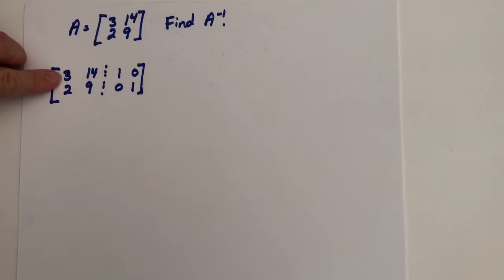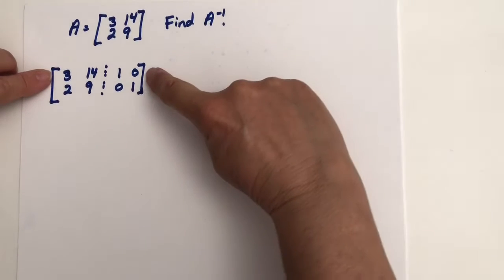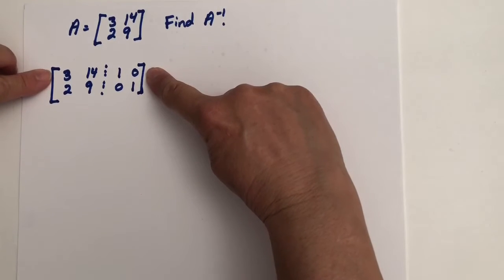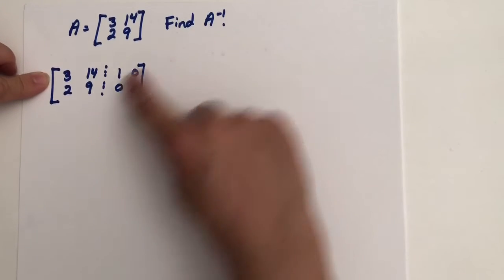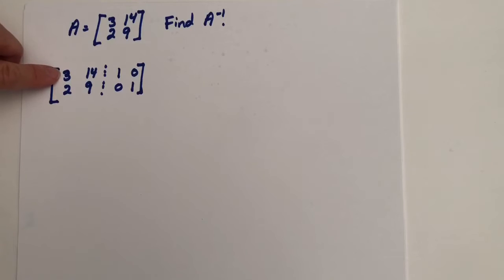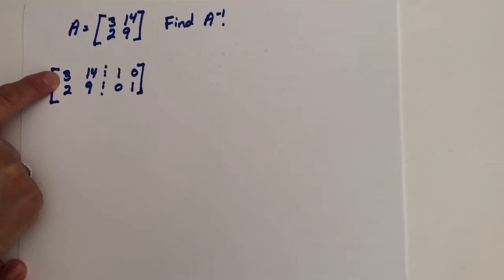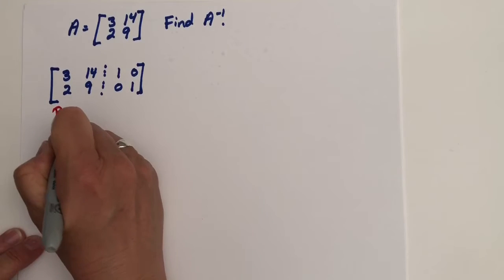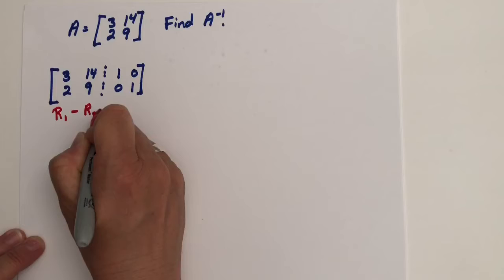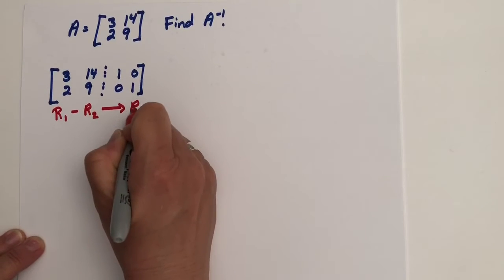We can put a 1 here first. We have a couple of ways to do it. One, we could divide by 3. I'm going to choose not to do that because I see another option. But if I didn't see anything else that seemed reasonable, I could just divide by 3. But I notice row 1 minus row 2 would give us a 1 in the upper left right here. So let's do that. We're going to have row 1 minus row 2, and we're going to put the result in row 1.